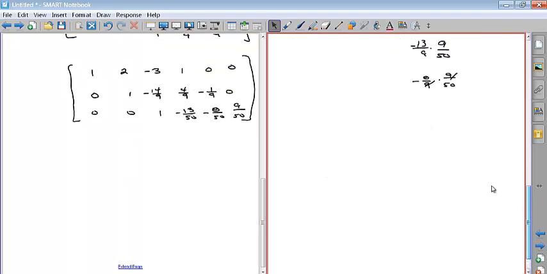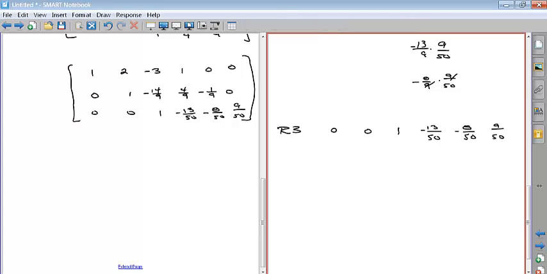So what we want is to get that to go to zero and that to go to zero. That's our next task. So we start with R3 in this case, which is 0, 0, 1, negative 13 fiftieths, negative 8 fiftieths. Yeah, I know I can simplify that, but I'm just going to leave it as fiftieths right now. I'll simplify them at the end. So we're going to take row 3, and we're going to multiply by 14 nineteenths.